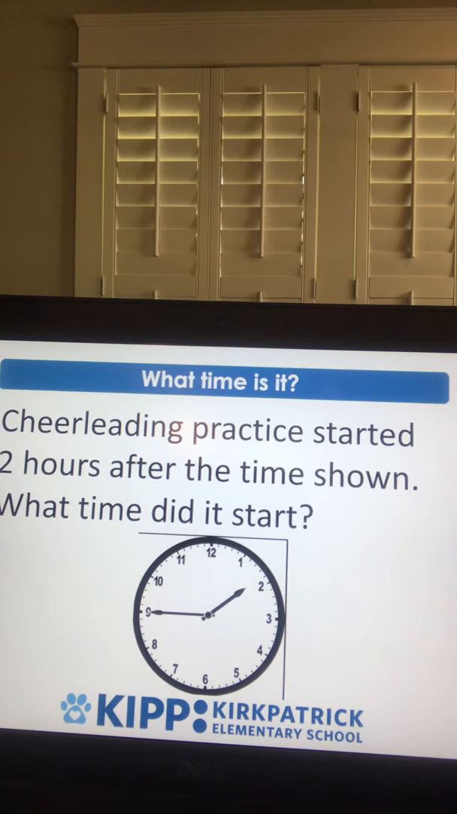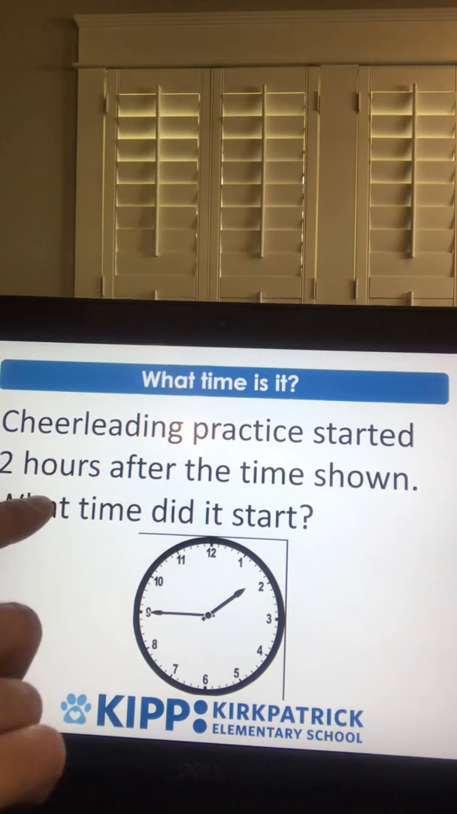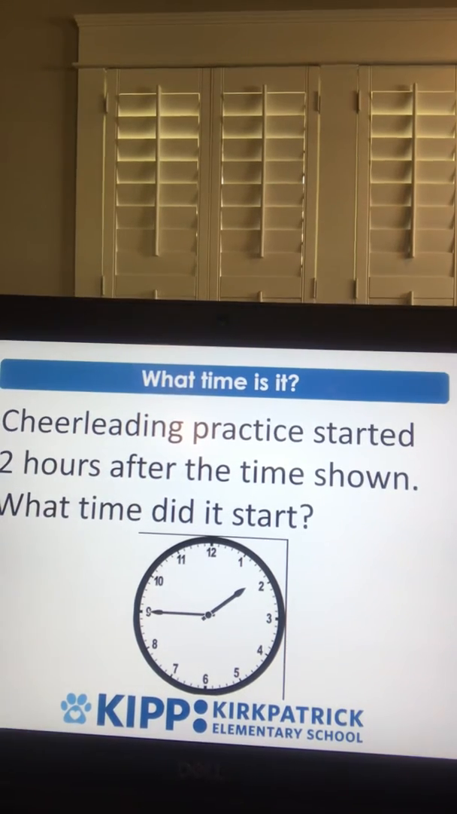All right, and our last math routines problem today is going to be a time problem. So this says cheerleading practice started 2 hours after the time that's shown. What time did it start? I'm going to read it one more time. It says cheerleading practice started 2 hours after the time that is shown. What time did it start?